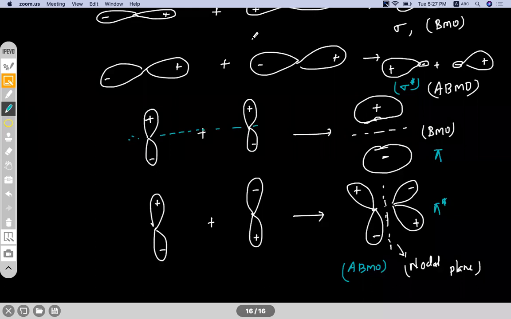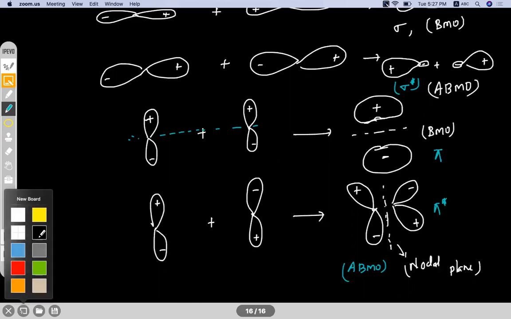Now, to conclude this, we can write that when the atomic orbitals of two atoms combine, they combine in both ways. We cannot neglect the possibility of any one. Either they will form a bonding molecular orbital, or they will form both bonding plus antibonding molecular orbitals. We cannot ignore the possibility of forming any kind of orbital. Both orbitals form, because the phase can be same or different also.